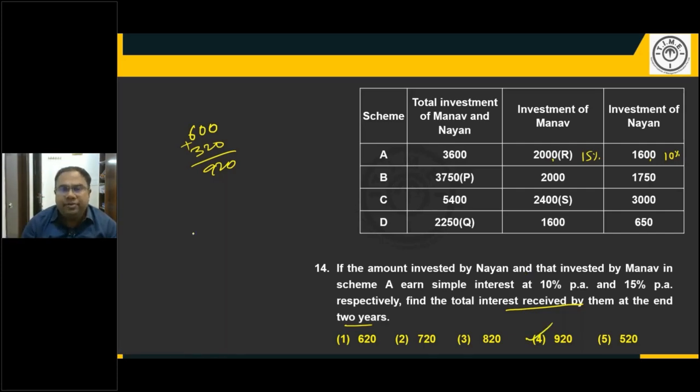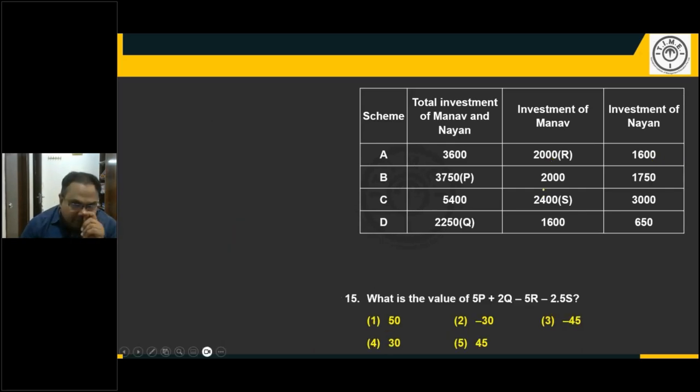How much is 15% now? It is 15% of 2000. This is 300 per 1 year. 2 years now. Double, 600. 10% is 160 now. 1 year. 2 years 320. So total interest has to be 920. Right? This question I am not solving. You do this one. You will get third option.